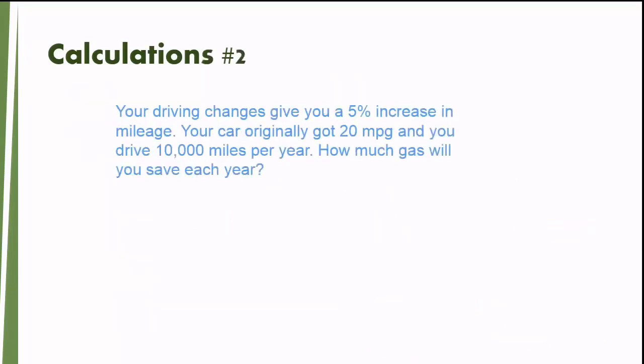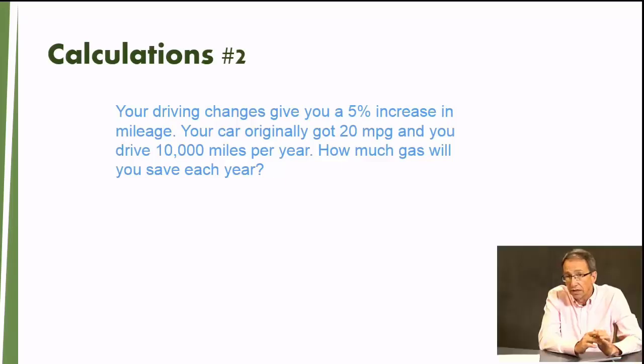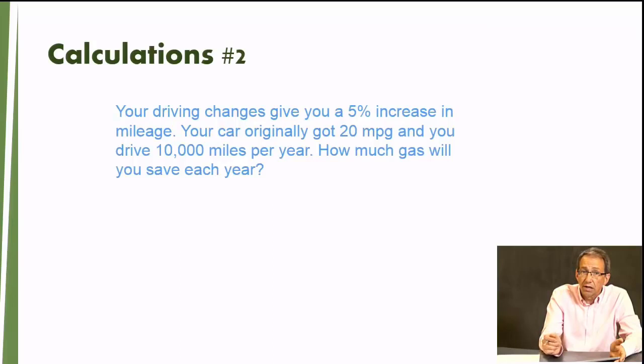So here's another question. You're driving your car, you switch from rabbit starts and stops to some more passive driving, and you end up with a 5% increase in your mileage, MPG. Your car originally got 20 miles per gallon, and you drive about 10,000 miles per year. So how much gas will you save each year if you do this change? We're all about money and about saving fuel. So how much gas will you change by this 5% increase in miles per gallon?